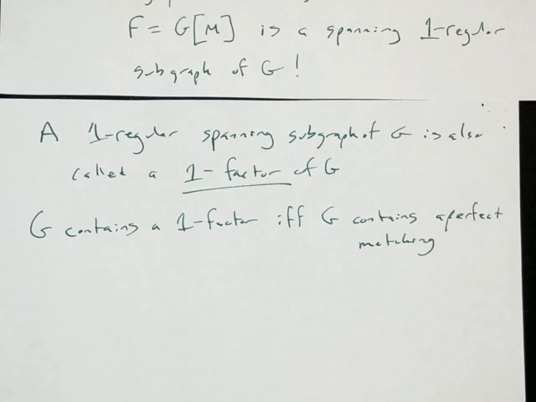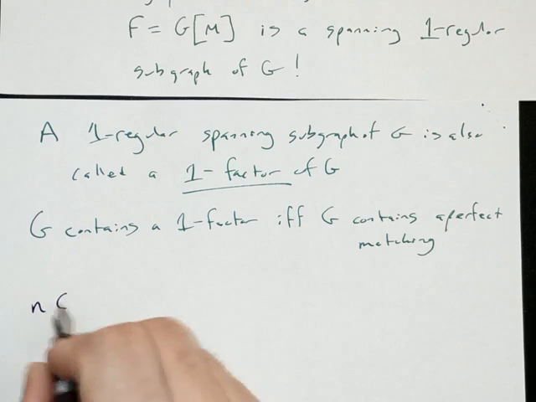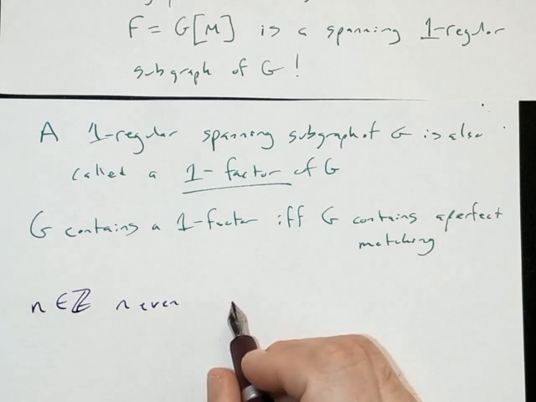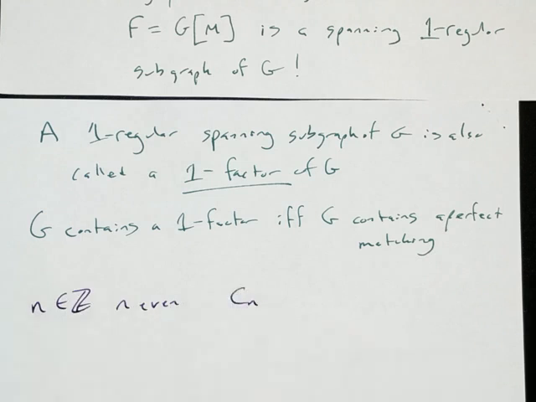Okay. Every even cycle. Yes or no? Does any even cycle contain a one factor? Why? What wouldn't be onto?